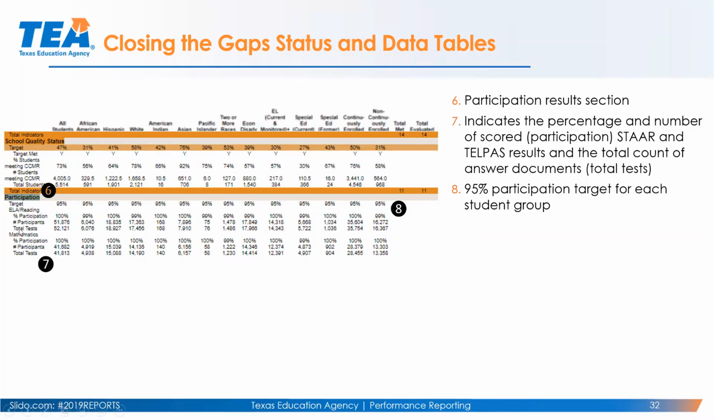So for all students, I see that I had a total count of reading tests of 52,121. Of those that actually participated or had a scored STAAR or TELPAS result, I have 51,876. Numerator over denominator, which was rounded, gets me 100% for reading.